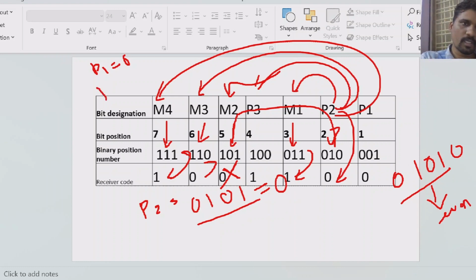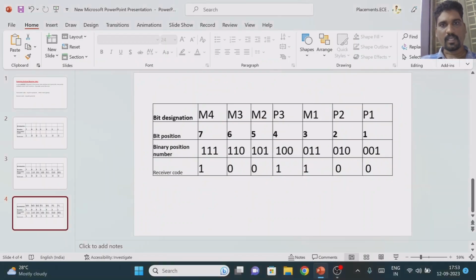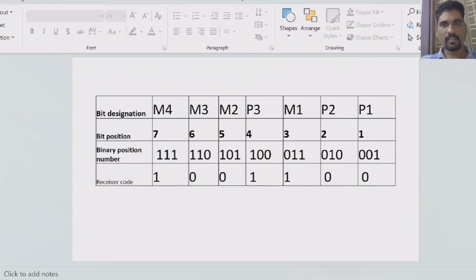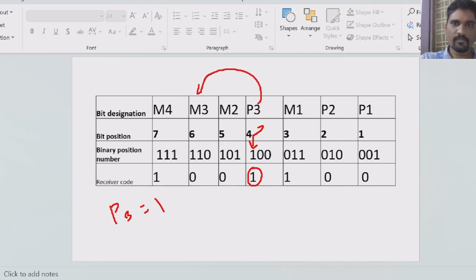Now what is the P2 value we got? P2 value also 0, right? Now what is the remaining value? The remaining value we need to find out is the P3 value, right? So what is the initial value of P3? P3 value is 1, that we need to note down, right? Now in which location we have the 1? In the third location, nothing but the MSB bit. Now compare with the message bit values M3, M1 as well as M4.